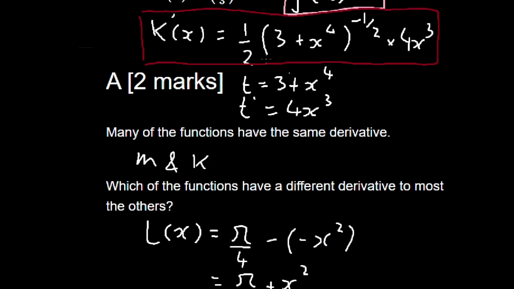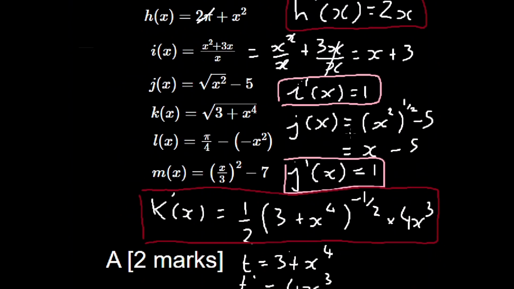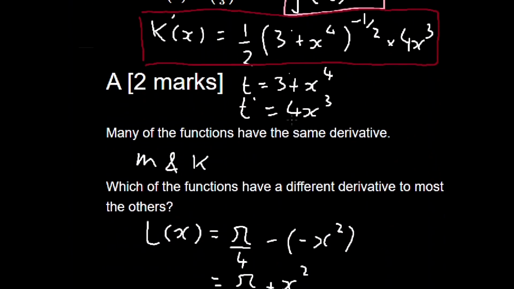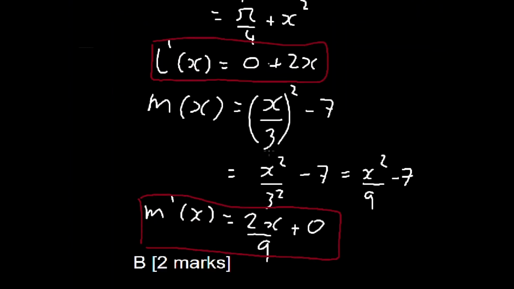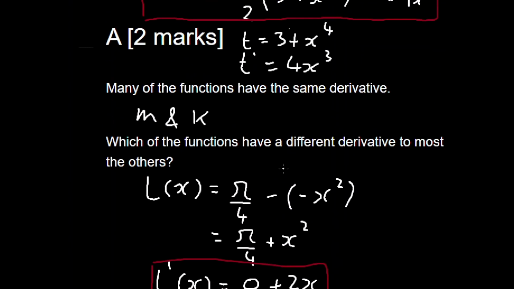So we can write that in as part of this one here to say that m and k, and then let me do a final check just to make sure I haven't missed anything. 2x, 1, 1, k, 2x, and 2x over 9. So yeah, it's just m and k that are different to the others.